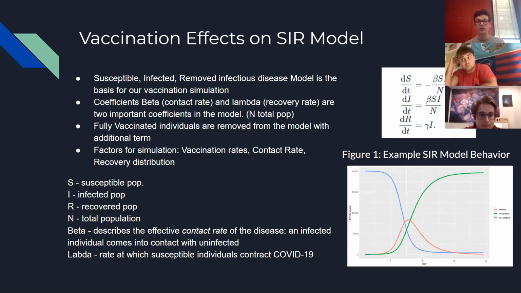There are also two factors which we decided to include in our experiment that are in the SIR model: beta, which is sort of the effective contact rate, how often an infected individual comes in contact with a susceptible person, and then lambda, the rate at which susceptible individuals actually contract COVID-19, can also vary.